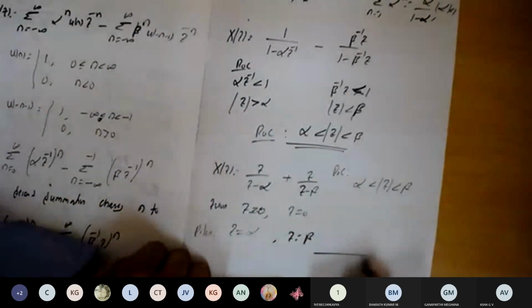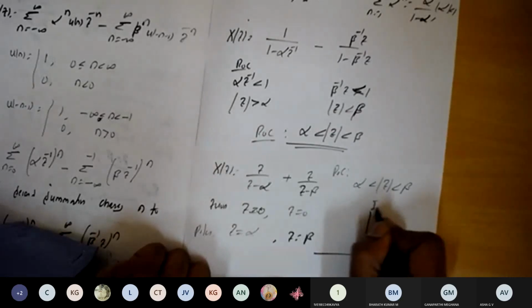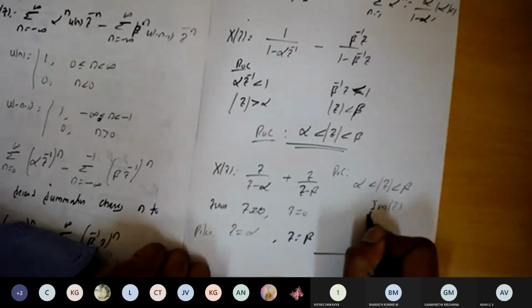Let us plot the region of convergence. So here, this is the real part of Z and this is the imaginary part of Z.